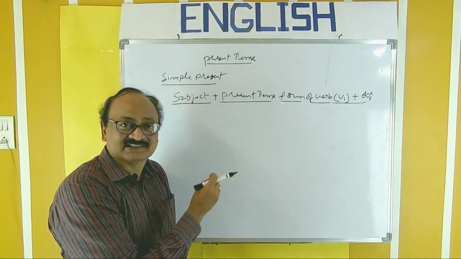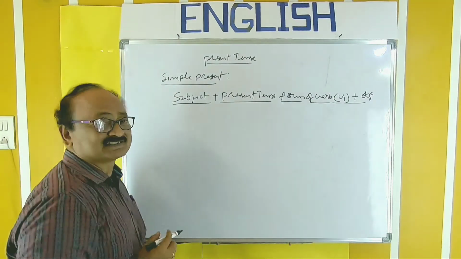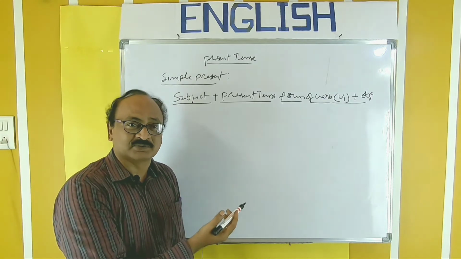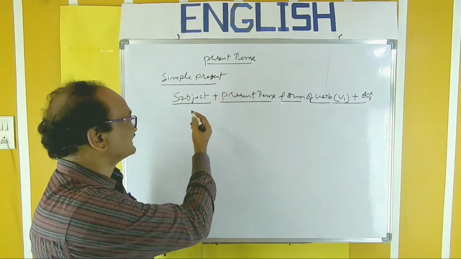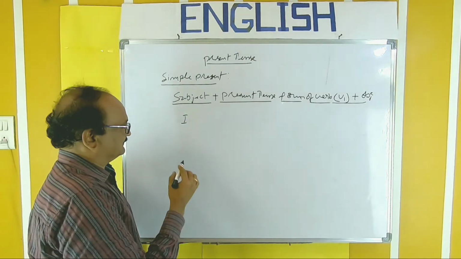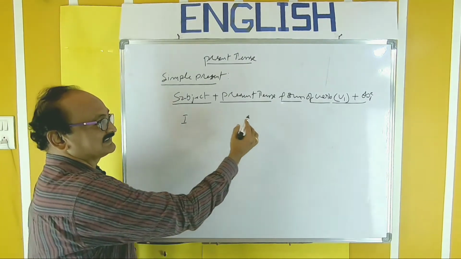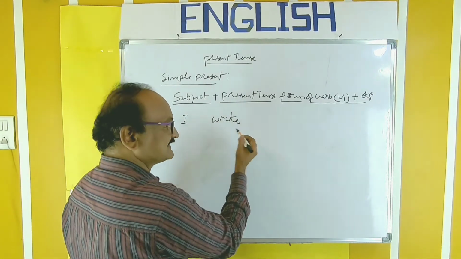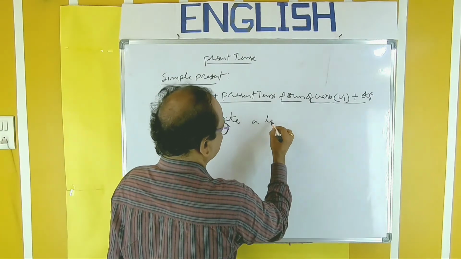So let us take up some sentences. Subject, present tense form, object. In subject we usually use a noun or pronoun. So let us use all the different pronouns and of course nouns also. Let us take up the first one. First person singular, that is I. So subject I, present tense form of verb, I write. You can write anything. The object you can use as per the context. I write a letter.